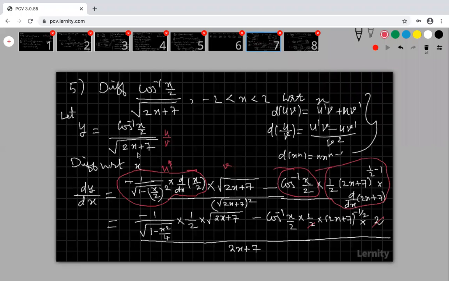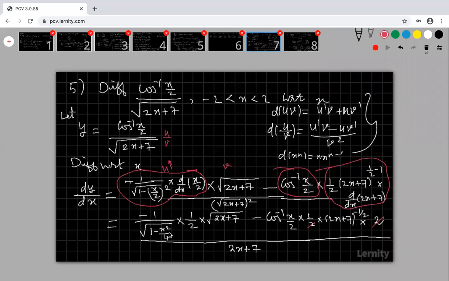What is my v? Root of 2x plus 7. Root means power half. Therefore, half into 2x plus 7, the whole power half minus 1, into differentiation of 2x plus 7, divided by v square. My v square is nothing but root and square cancel, I will get only 2x plus 7. Here, my x by 2 the whole square, x square by 4. Here, my x by 2 differentiation is 1 by 2. And here, my 1 by 2 power minus 1 is minus half. And my 2x plus 7 differentiation is 2 only. This 2 will get cancelled.